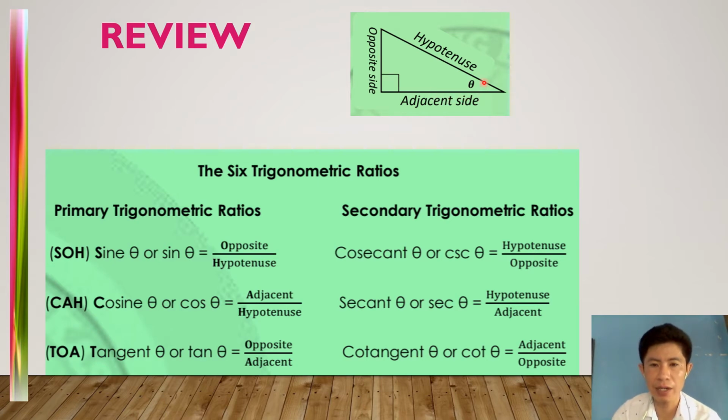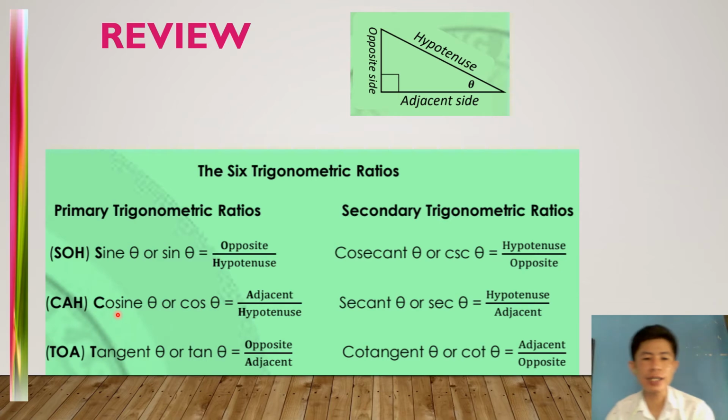Okay, this time in this figure, we will use this angle theta as the reference angle. So we have here the primary trigonometric ratios: sine theta, cosine, and tangent. We have here the mnemonic SOH-CAH-TOA, para mas madali nyong ma-memorize. So, S for sine theta is equal to opposite over hypotenuse. In this figure, this is the opposite and this is the hypotenuse. So, sine theta is equal to opposite over hypotenuse.